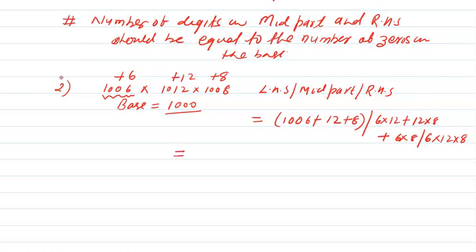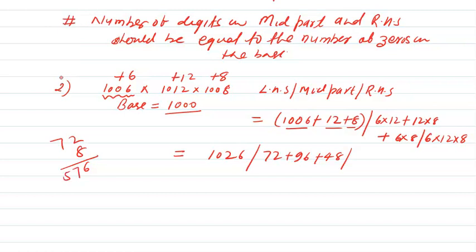So now let us write the answer. This will be 1006 plus 12 plus 8, that will be how much? 1026. 12 plus 8 is 20 and 6 is 26. Now this will be 72 plus 96 plus 48, and the right hand side will be 6 into 12, that is 72, and 72 into 8 you can multiply here, 8 into 2 is 16, 1 carry, and it is 56 plus 1, 57. So you get 576.